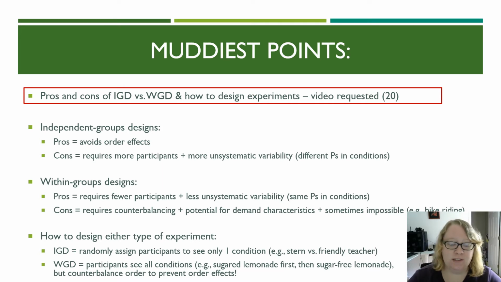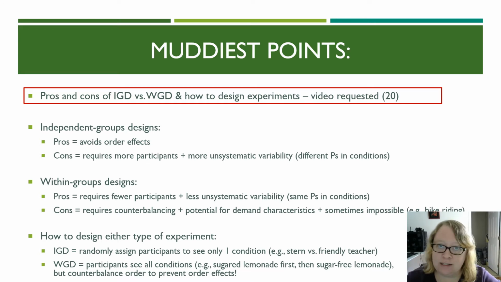Whereas in a within groups design, participants are seeing all of the conditions. Again, that's it. It's just that they're seeing all the conditions of the IV. So to use a different activity number 2 example, with a within groups design, you have some people drink the sugared lemonade first and then the sugar-free lemonade second. So they're doing both, right? They're getting both types of lemonade, but you would again want to counterbalance to prevent order effects. So some people get the sugared lemonade first and then the sugar-free lemonade. Some people do the opposite, get the sugar-free lemonade first and then the sugared lemonade.